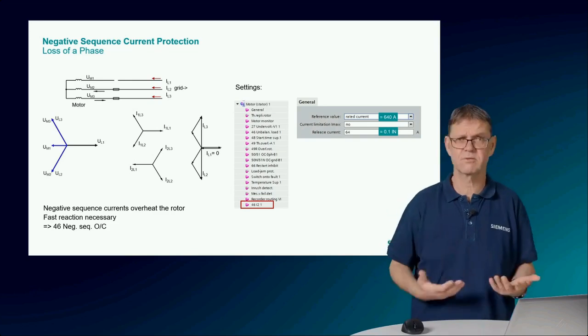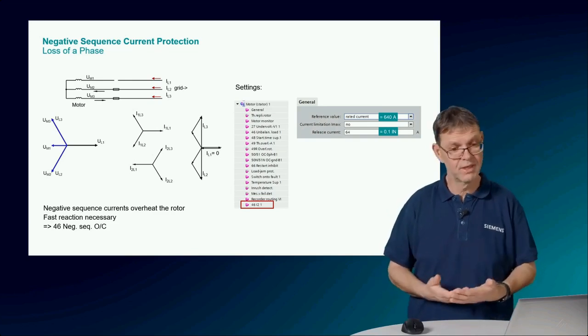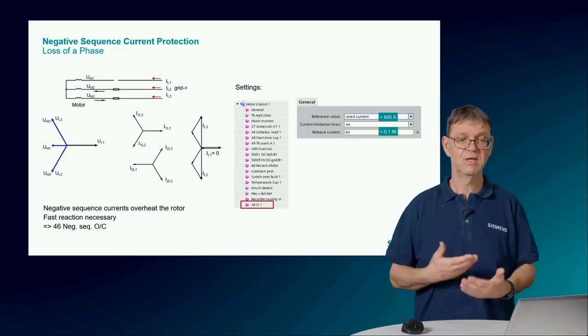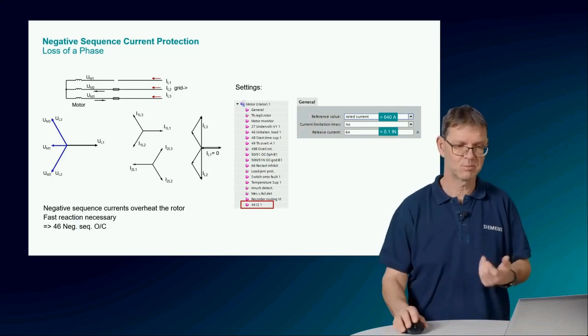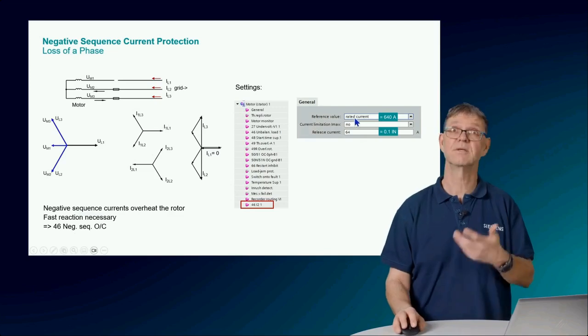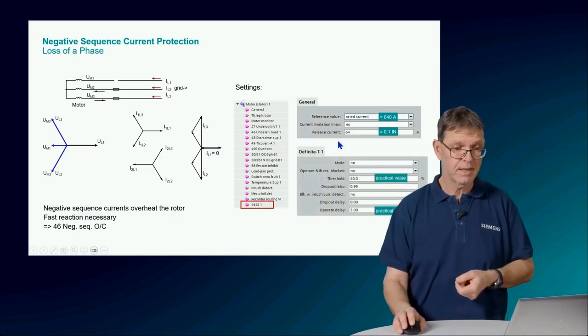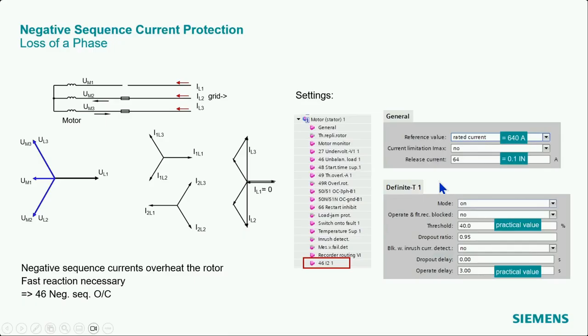It could be a strange situation, so not a normal one. This function is only active if I have some share of really nominal current, 10%. So this is then the 64 amps. And then the stage as such. I have two thresholds here, and it's also kind of experience or practical values. So the first one I set to 40%.